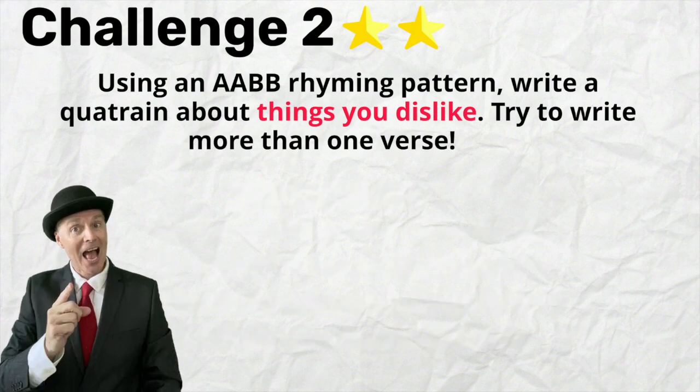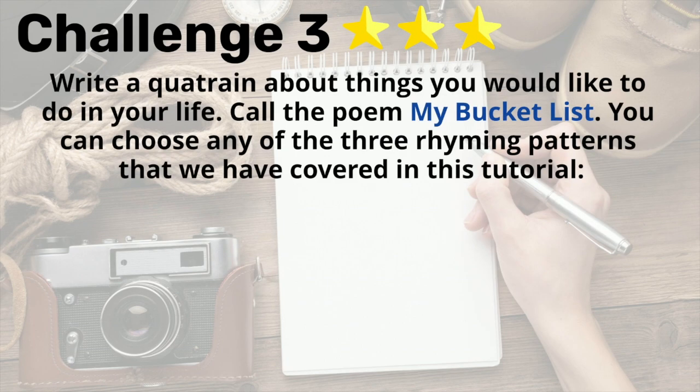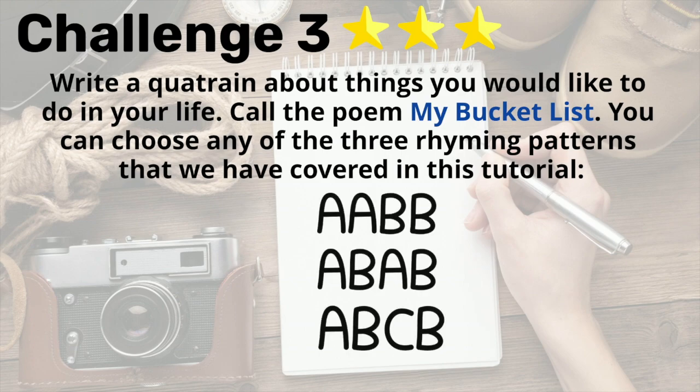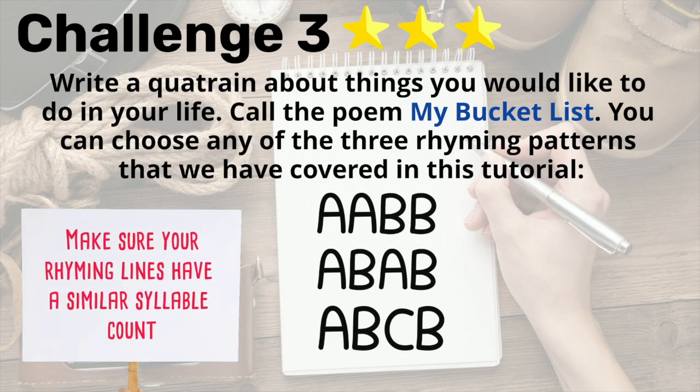Over to you. Challenge 3. Write a quatrain about things you would like to do in your life. Call the poem My Bucket List. You can choose any of the 3 rhyming patterns that we have covered in this tutorial. Begin by brainstorming some ideas. When writing your quatrain, try to make sure your rhyming lines have a similar syllable count.